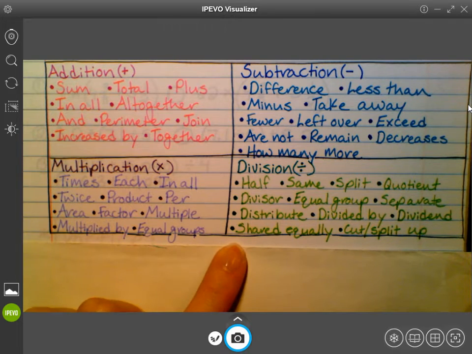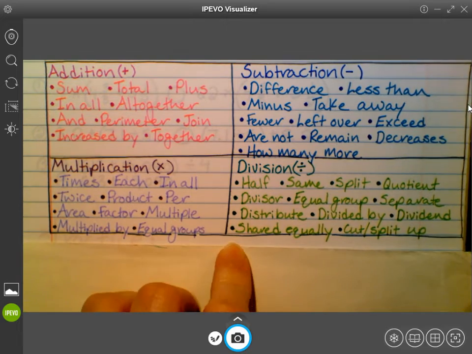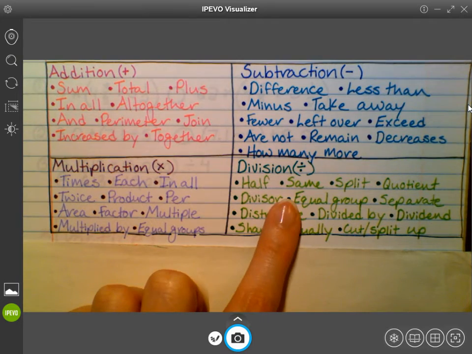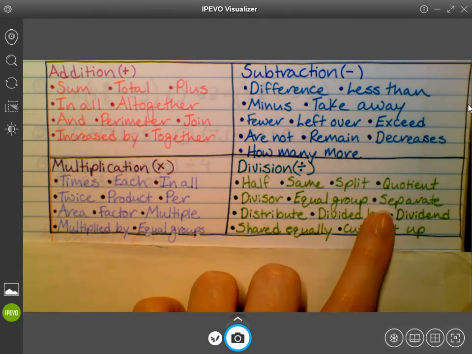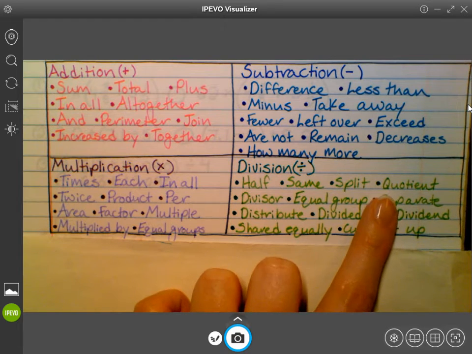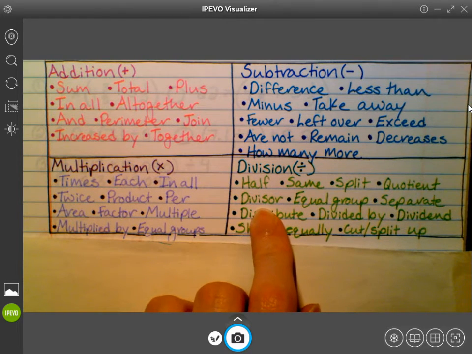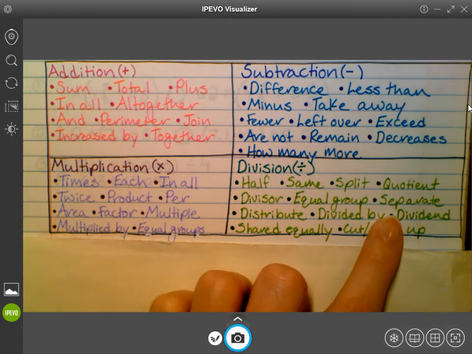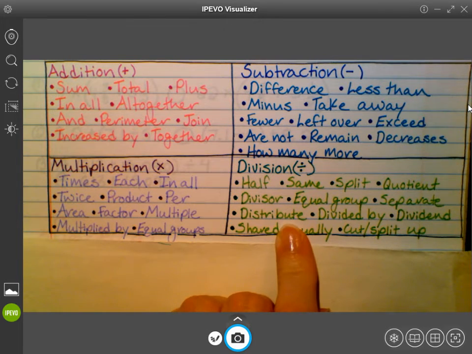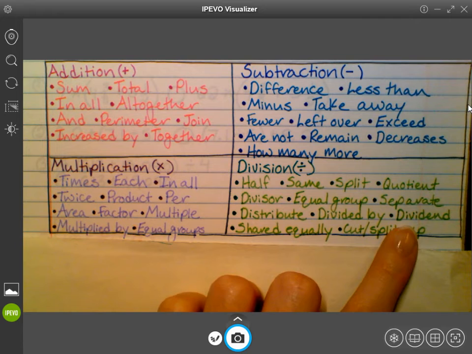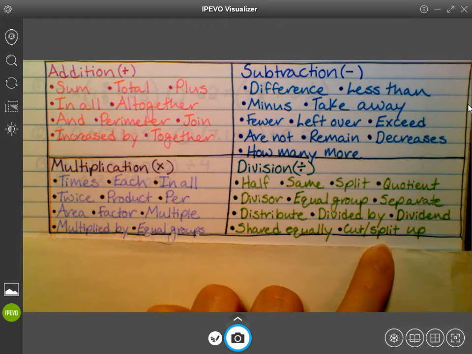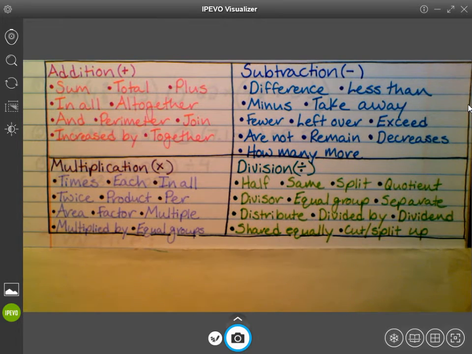Then we have division. Some words that tell us we're dividing are half. So we know if we split something in half, we're dividing by 2. The same, split, quotient, which we know is the answer to a division problem. The divisor, that's the number we're dividing by. Equal group, separate, distribute, divided by. Dividend, that's the number we're dividing up. Shared equally, and cut or split up. So, those are some words that you might see.